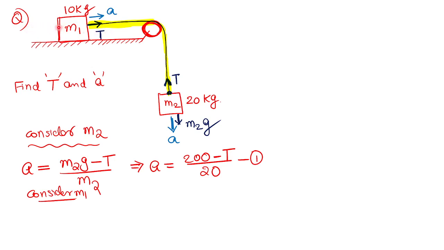Towards left there is no force. Horizontal line, only one force. So the acceleration of m1: the net force acting on m1 is only T alone. Net force divided by mass, and the mass is m1. So I got another equation, A equal to T by m1. m1 is 10 kg. This is equation number 2.